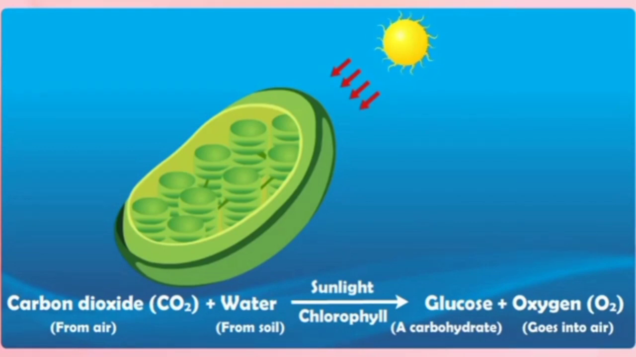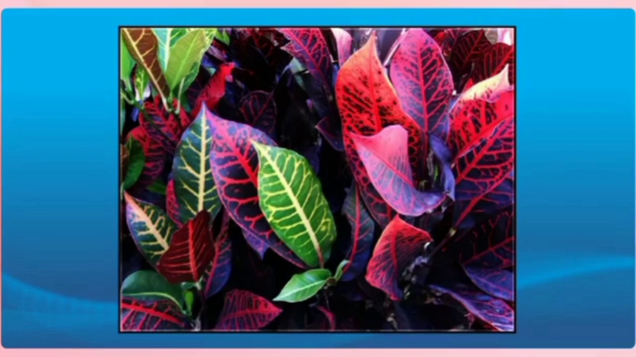When plants and animals utilize the food made by the process of photosynthesis, they actually use solar energy. Most plants have green leaves, but there are some plants which have different colored leaves, such as red, orange, yellow. Those plants also contain chlorophyll in them.